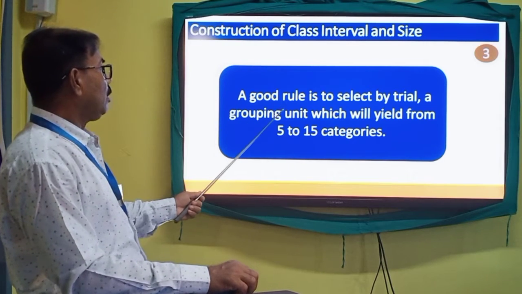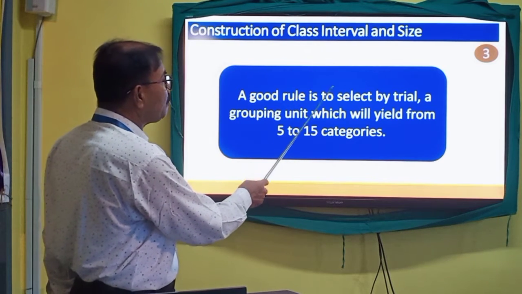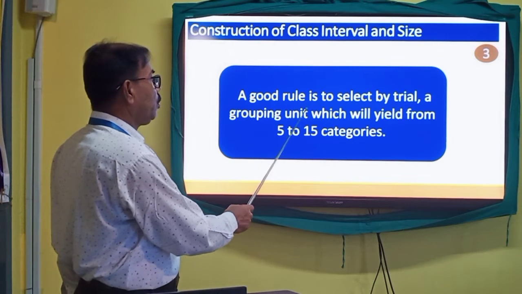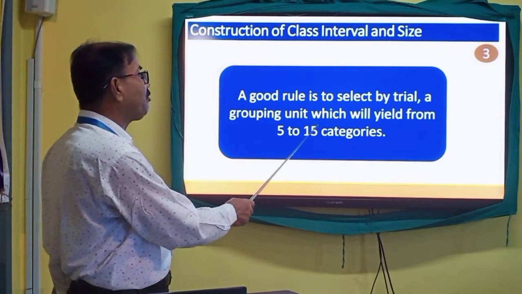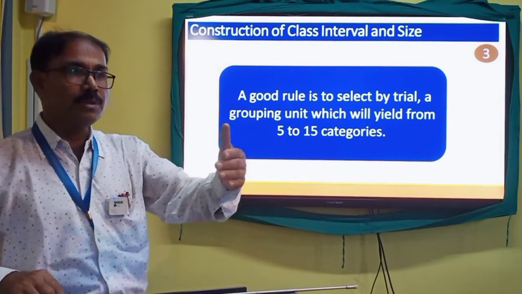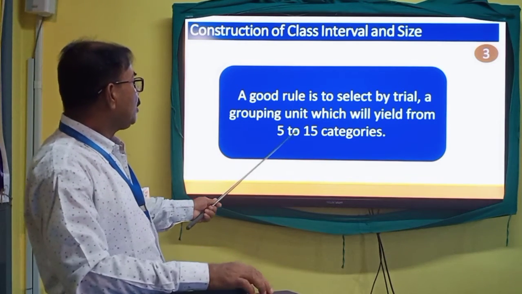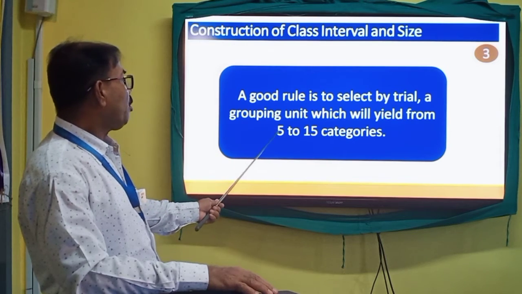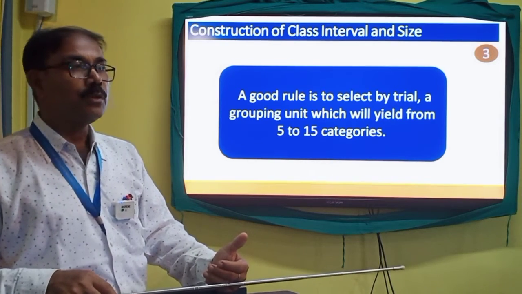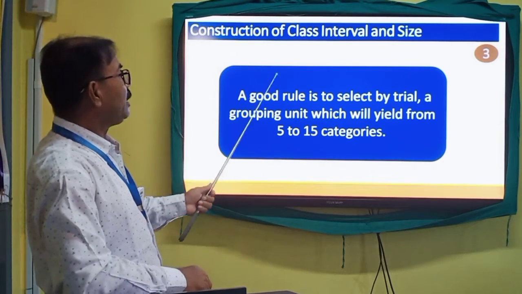A good rule is to select, by trial, a grouping unit which will yield from 5 to 15 categories. Basically, in the process of tabulation of data, we find from 5 to 15 total intervals for the inclusion or tabulation of the data. Let us see the next one.